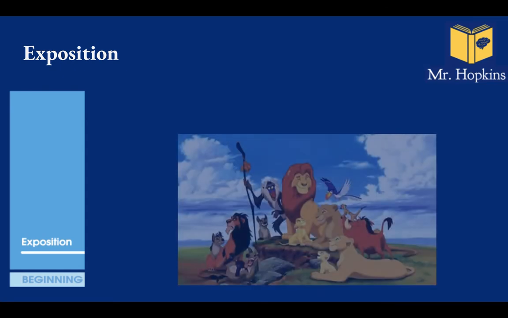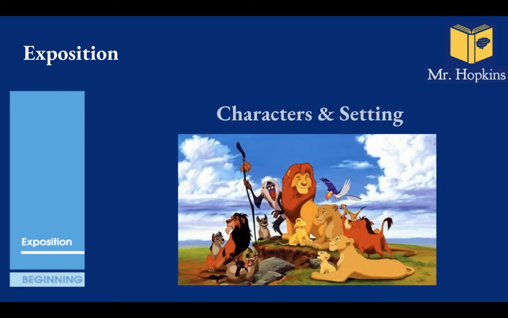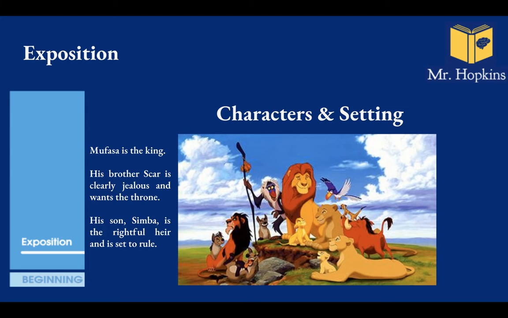So, we begin with exposition. Exposition is the characters and the setting, just giving the full context and backdrop of the story. We're going to be introduced to the protagonist, possibly the antagonist, and their motives. So, for instance, in The Lion King, one of my favourite films, Mufasa is the king. His brother Scar is clearly jealous and wants the throne. His son Simba is the rightful heir and is set to rule. That tells us all we need to know about the characters before anything important happens.